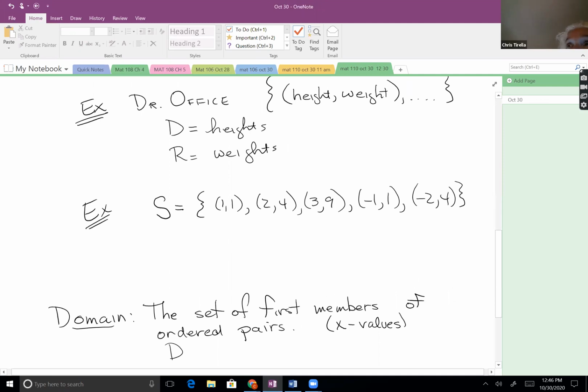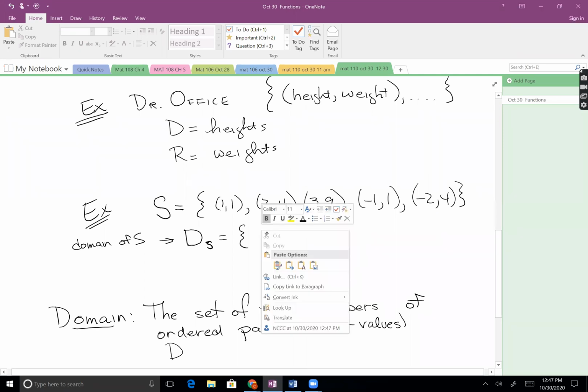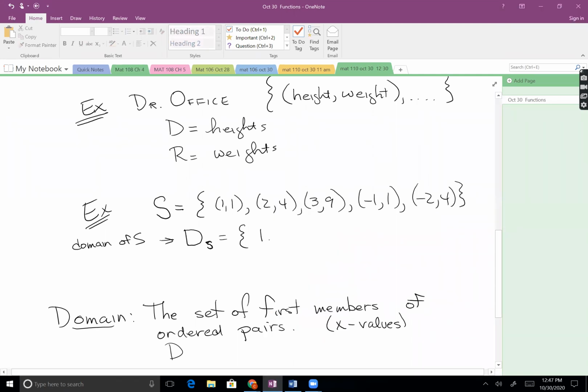And now with this third example, I'm going to write it a little bit differently. D stands for domain. If I put that subscripted S, that means the domain of S. And so here, when I have these specific ordered pairs, what would you tell me are in the domain? What are the first members from the pairs? 1, 2, 3, -1, -2. Thank you, spot on.